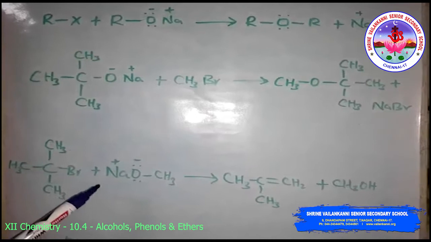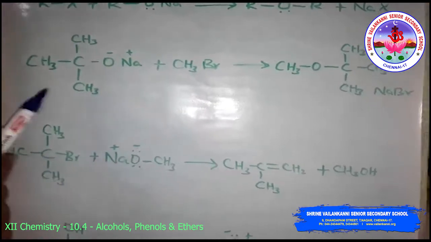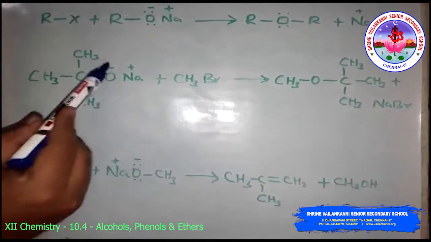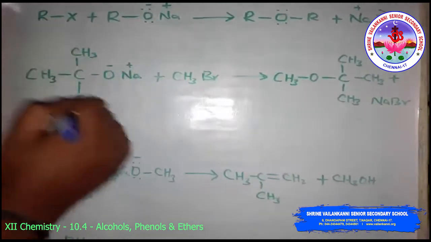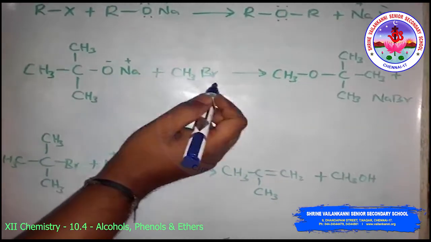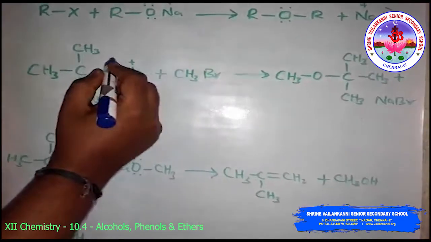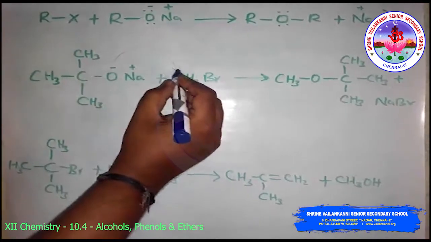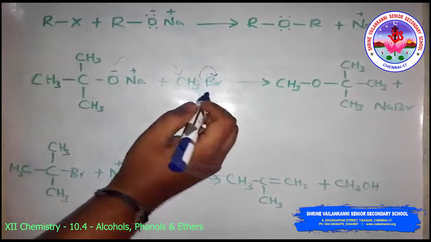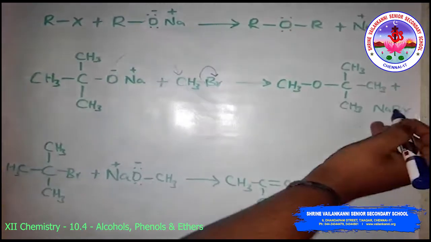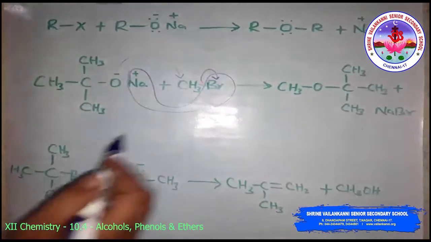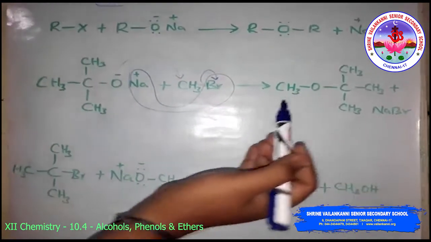For example, look at this reaction. First, look at this reaction. The tertiary compound, the NaO plus. See, this is the alkoxy group and the sodium. And look at this CH3Br. First, the negative charge of the oxygen atom attacks this, and this bond is shifted here. So the NaBr is formed. This means NaBr is formed, then the ether is formed.